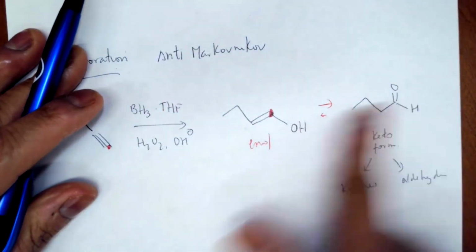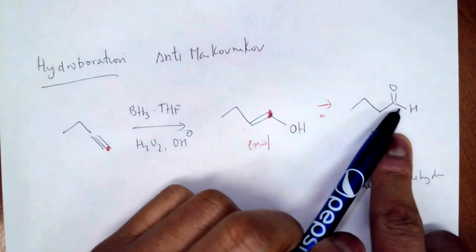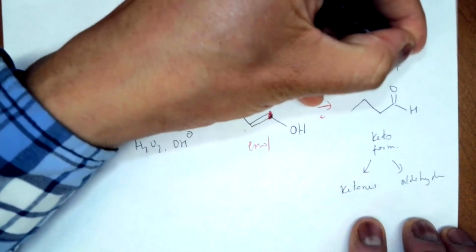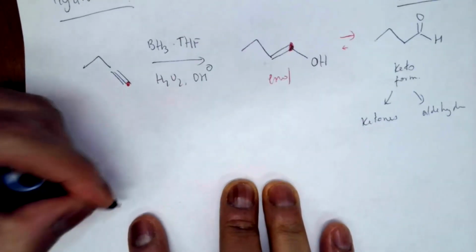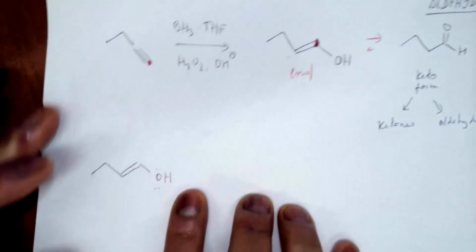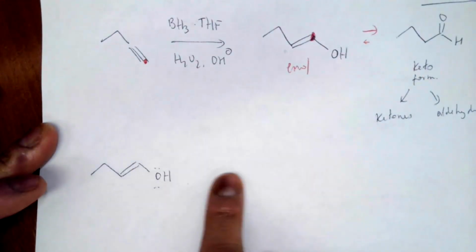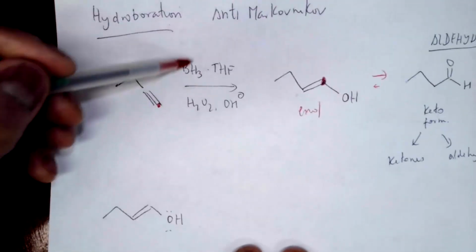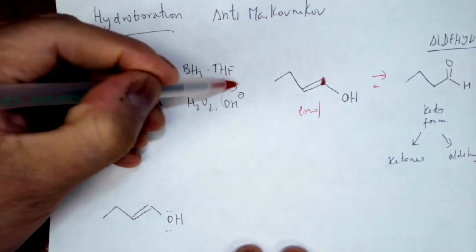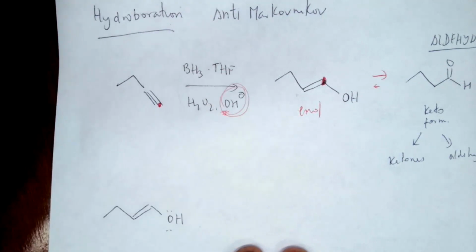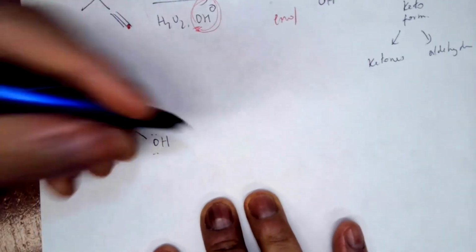Okay, now how is this conversion? Remember, it's anti-Markovnikov. It produces aldehydes. This one is an aldehyde. So how is that happening, or why does it happen? I don't see acid. But remember, the keto-enol tautomerization occurs in acid or basic conditions. Do I have acid? No, I don't have acid, but I have base. I have sodium hydroxide. That is the base that is going to be acting here.